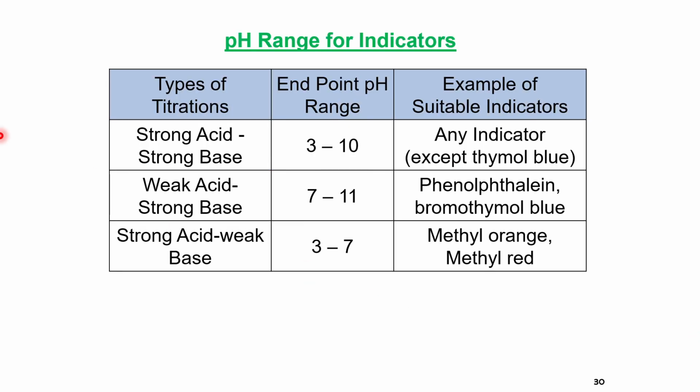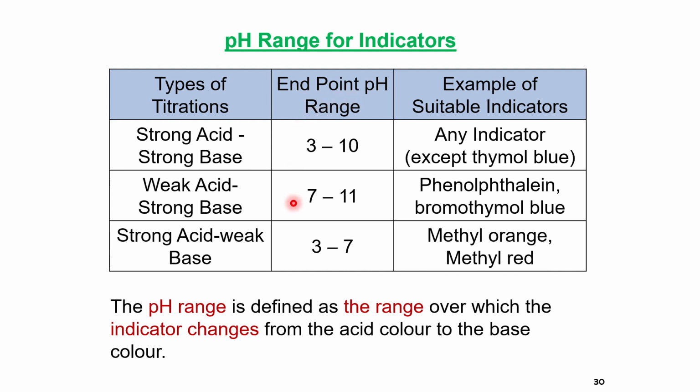Okay, so yang ini untuk 3 type of titration. Strong acid, strong base, pH range 3 to 10. Okay, kemudian weak acid, strong base 7 to 11, strong acid, weak base 3 to 7. So yang ini ada beberapa indikator yang sesuai untuk 3 different type of titration. So phenolphthalein, okay, sesuai juga untuk strong acid dan strong base. Okay, so kita akan ingat yang ini range untuk steep line supaya kita akan pilih indikator yang sesuai dalam range ini. So 3 to 10, 7 to 11, 3 to 7.